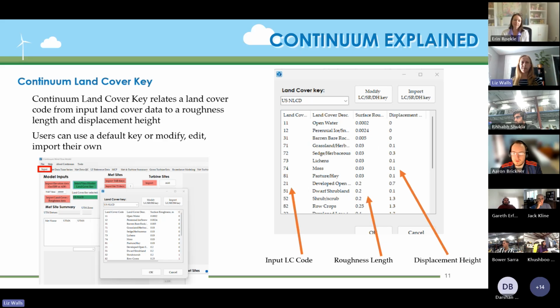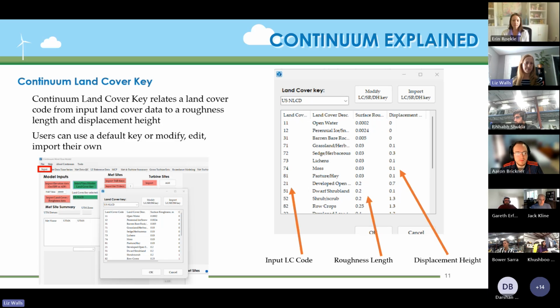Okay, so now shifting gears a little bit, talking more about the software specifically. You might be wondering, okay, so how do you define roughness and displacement height? You know, Aaron just explained that we can have varying roughness and displacement heights for different types of land cover. How is that defined in the software? Well, what we do is we use a land cover key in Continuum, and that converts land cover codes to equivalent roughness and displacement height on a gridded basis.